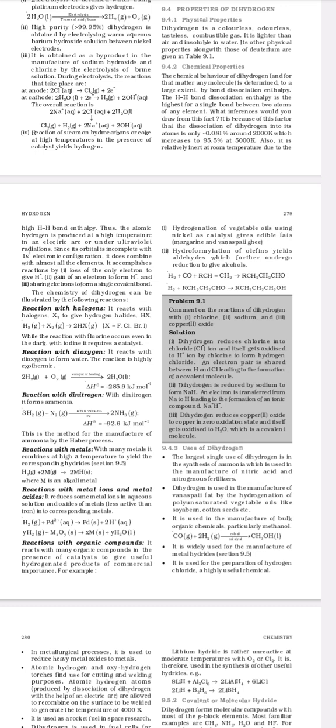So first is reaction with halogens. It reacts with halogen X2 to give hydrogen halides. While the reaction with fluorine occurs even in the dark, with iodine it requires a catalyst. Reaction with dioxygen. It reacts with dioxygen to form water. The reaction is highly exothermic. Next is reaction with dinitrogen. With dinitrogen it forms ammonia.